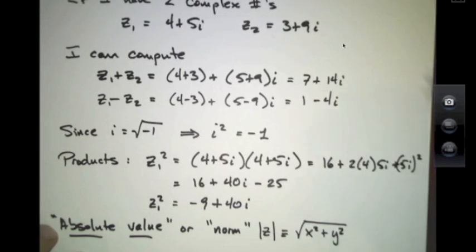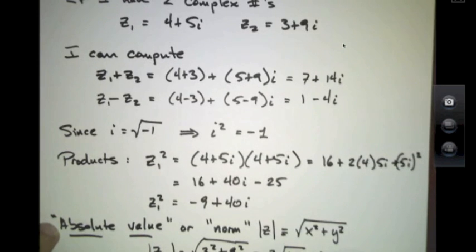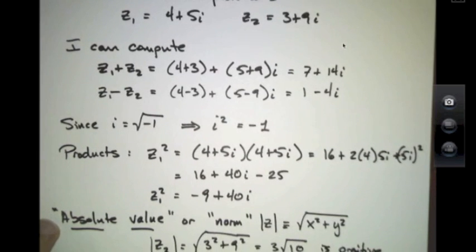So in my example here, if I wanted to calculate the magnitude of z2, this would equal the square root of 3 squared plus 9 squared, and that's defined as the square root of 90. And that always is positive. But that is a different beast than the kind of absolute values we're used to.